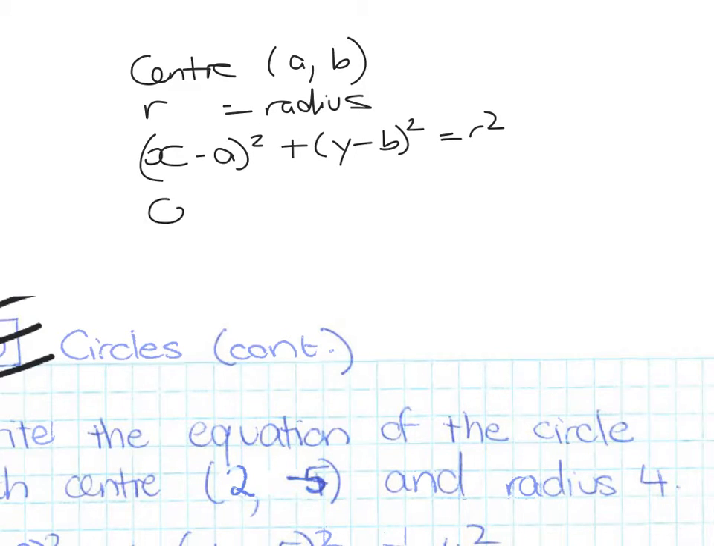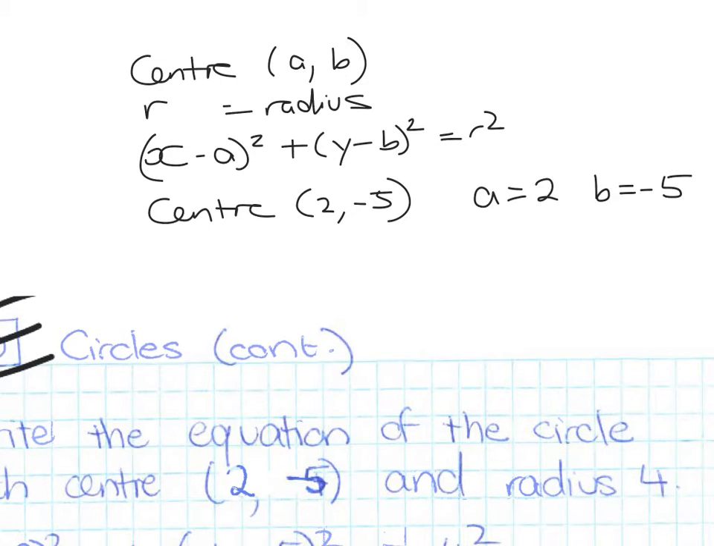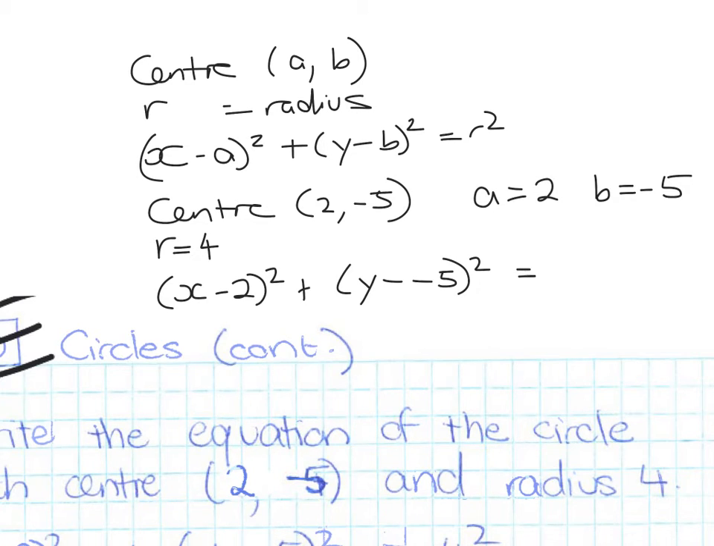So if we've got the centre as 2, negative 5, which is what our question is, that means a equals the first number, 2, b equals the second number, that equals negative 5. Our radius is 4, so we can just write our equation. x minus a, so x minus 2 squared, plus y minus b, so that's y minus negative 5 squared, equals r squared. What was r? 4, so that's going to equal 4 squared. Now remember that a minus minus is plus, so you can write that as (x take 2) squared plus (y plus 5) squared equals 16. You don't have to change that to 16 if you don't want to. Then you're done.